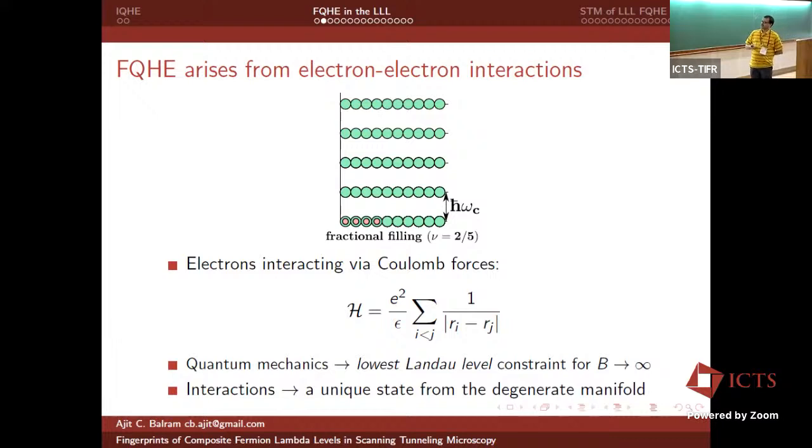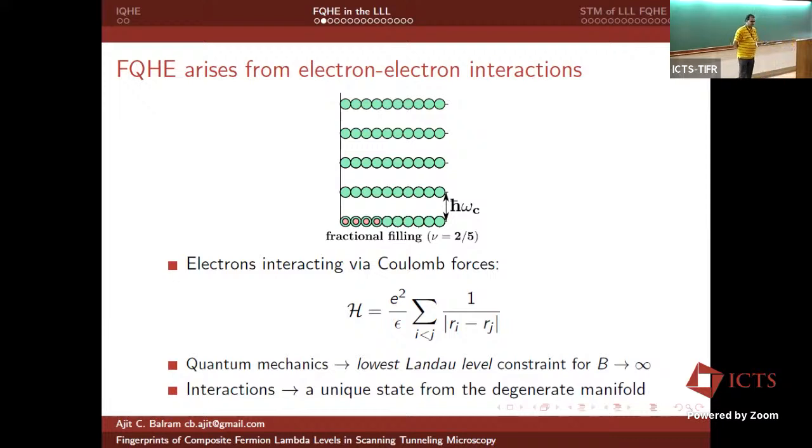Okay? This Hamiltonian looks very classical, but quantum mechanics in this problem is built by this lowest Landau level constraint. Once you have electrons living in the lowest Landau level, the positions of the particles don't commute. So the commutator of x and y is like i times the magnetic length squared. That's the only length in the problem. And as I said, interactions are going to pick one unique ground state from this highly degenerate manifold.